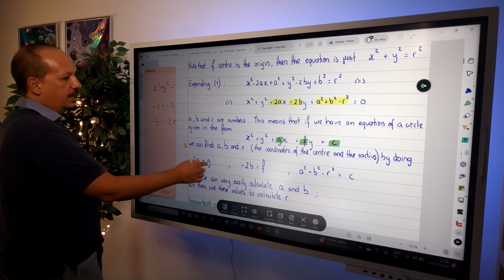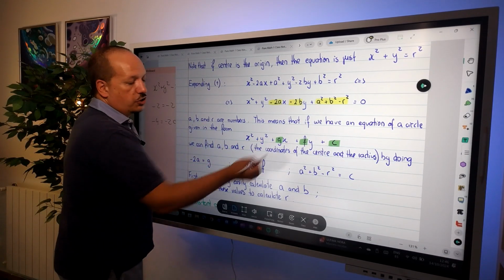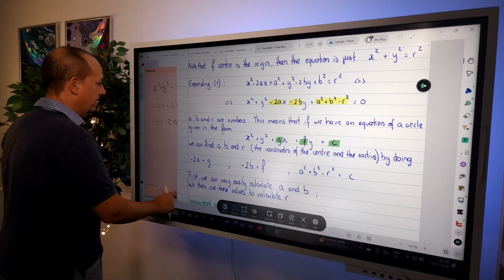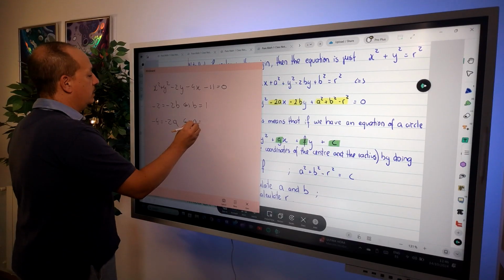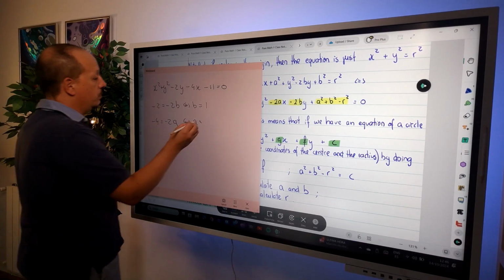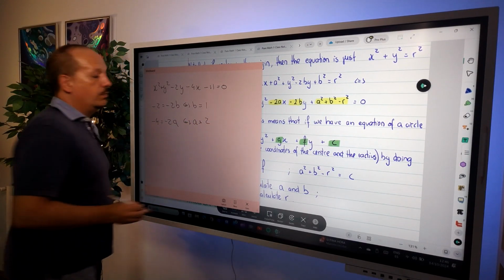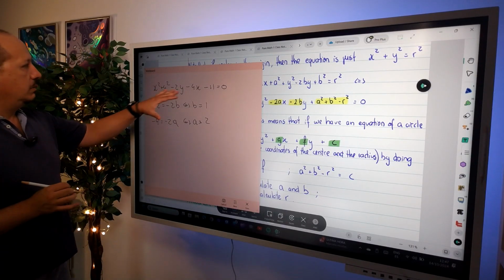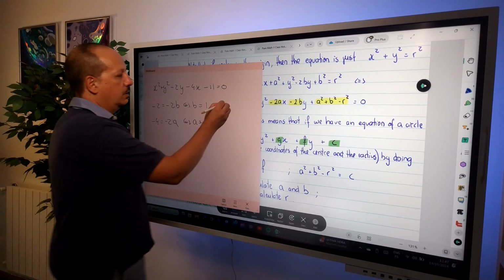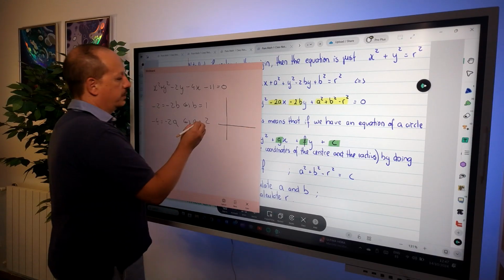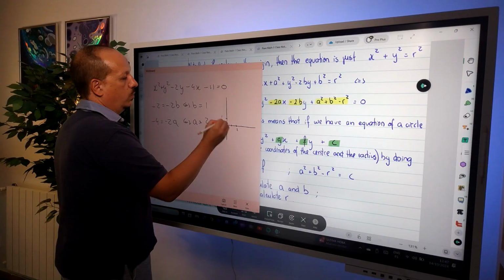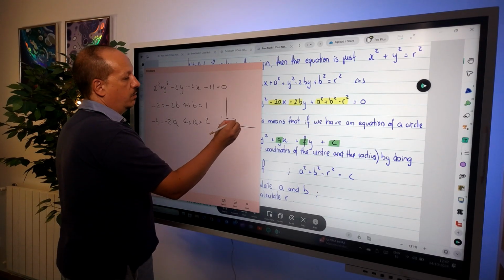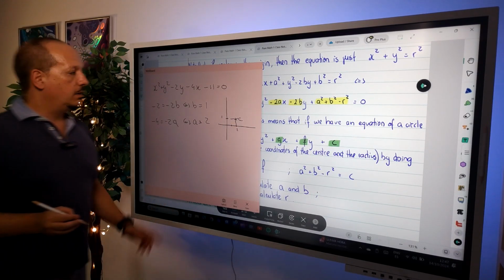Minus 4 is the coefficient of x, which means that a equals minus 4 divided by minus 2, which is 2. So I already know the center of the circle. The center of our circle is on point 2, 1. So it's over here. This is the center.